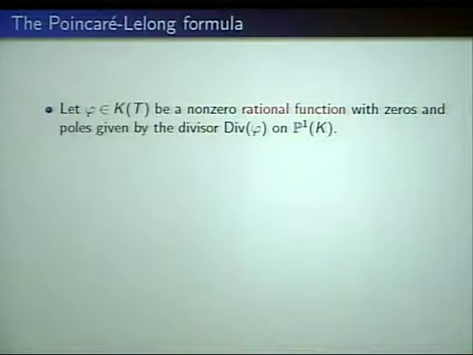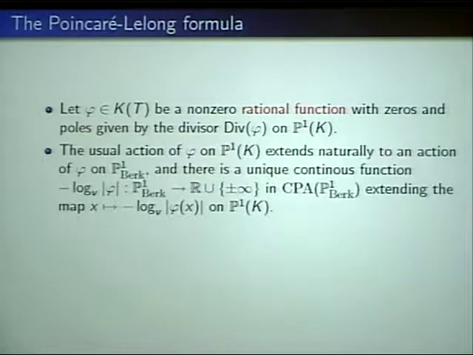So there's this nice formula, which I'll just state for rational functions now, but I'll talk about some generalizations next time. If you have a non-zero rational function phi, and its divisor is div phi, then, as I mentioned, the usual action of phi on the projective line extends naturally to an action on Berkovich space. And I can talk about this function minus log absolute value phi. There's a unique function that extends this map on points.